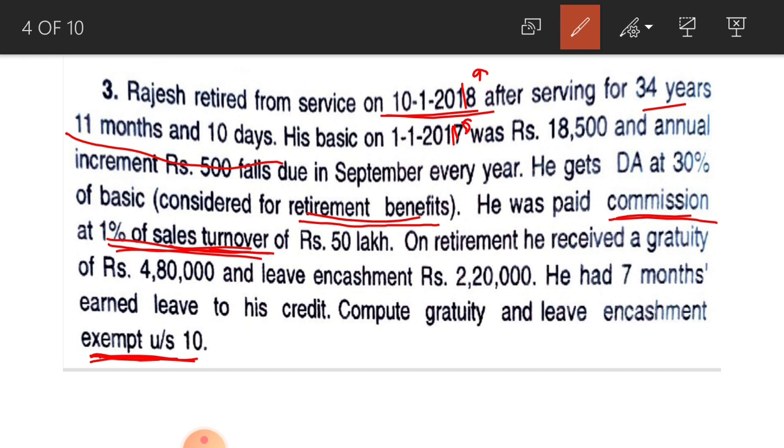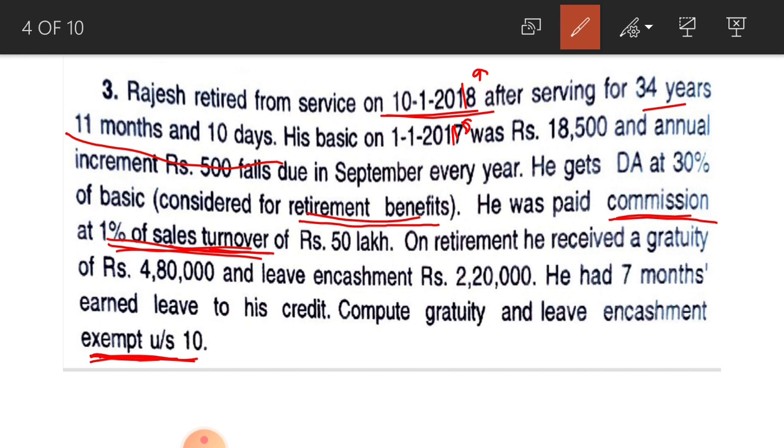of rupees 50 lakhs. 1% of 50 lakhs means 50,000 rupees. Here you have to consider this commission of 1% on sales turnover for 10 months, because nothing is mentioned about for what period they are giving this commission. That means you have to consider it for 10 months, because you are calculating 10 months average salary here.